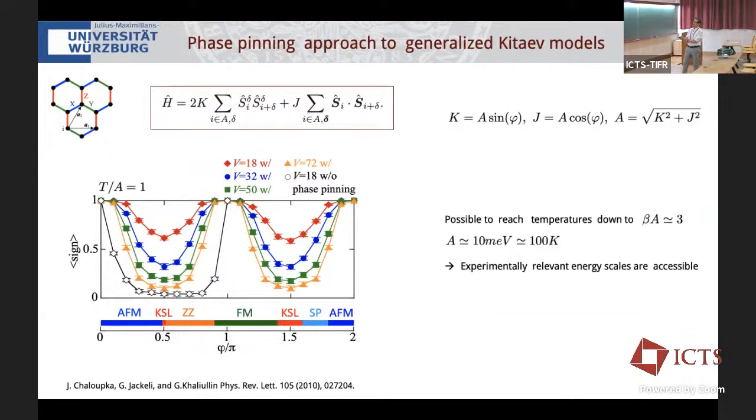Well, if you look at the Kitaev materials, your A will be of the order of 10 millielectron volts, which is 100K. And so we can arrive in general at beta A equals 3 on a 32 lattice, which gives us a temperature of 30 Kelvin. Which is not bad, right? This is relevant for experiments. We won't go to 1 Kelvin, but we will go to 30 Kelvin or something like that. And we can then compare with experiments.